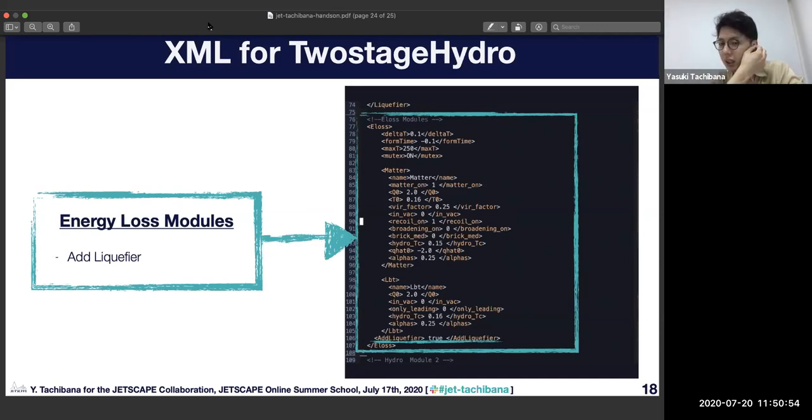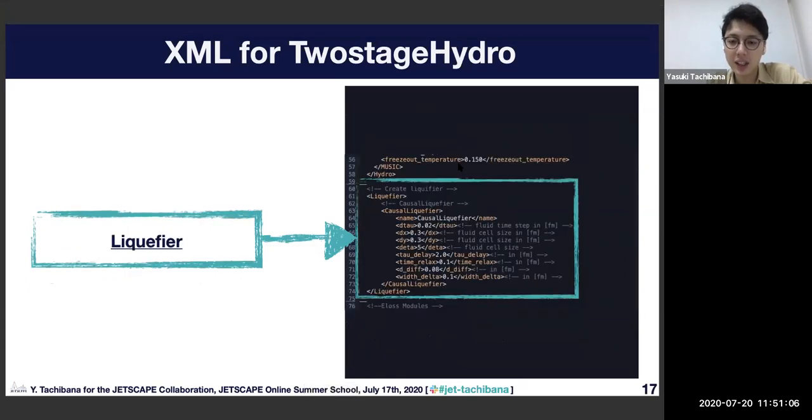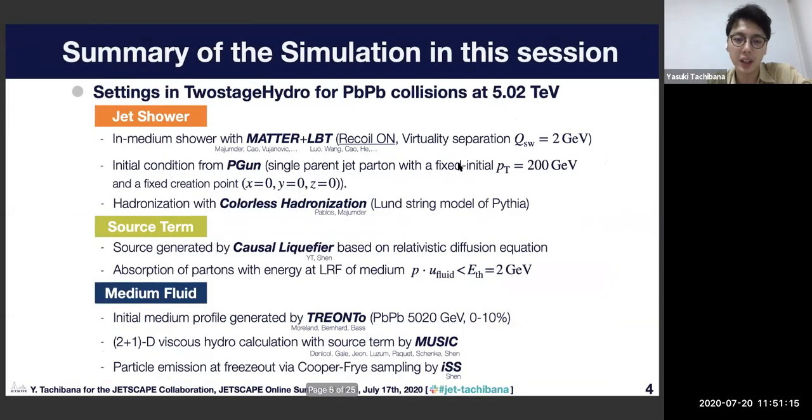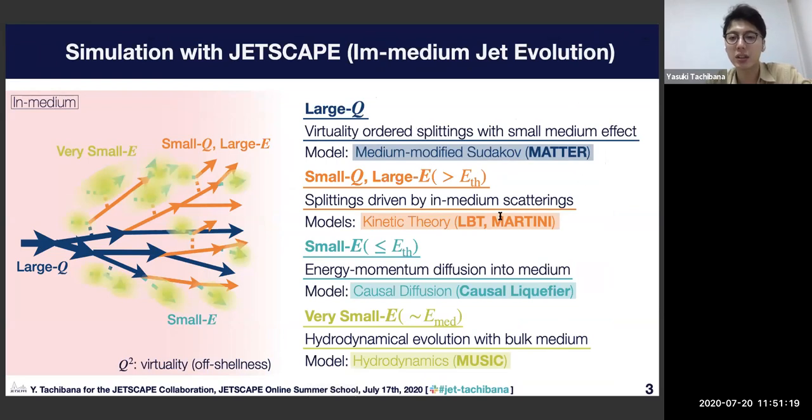Okay. The best way to do it is to follow the structure used in MATTER and LBT. One thing I can say here is, let me come back to the basic setup used in this session. I told you that there is a cut, and if you find a parton below the cut, the information on the parton is passed to the liquefier, and then we create the source term. If you have a parton below the cut, the parton is detached from the in-medium shower. This part is actually not done in any module. It's done at the framework level.